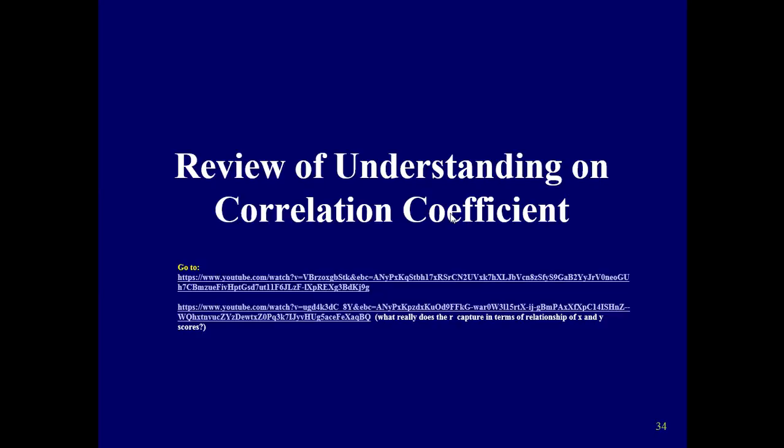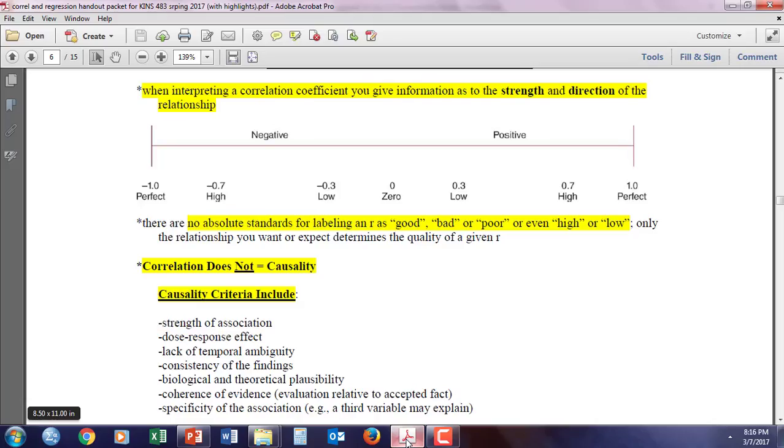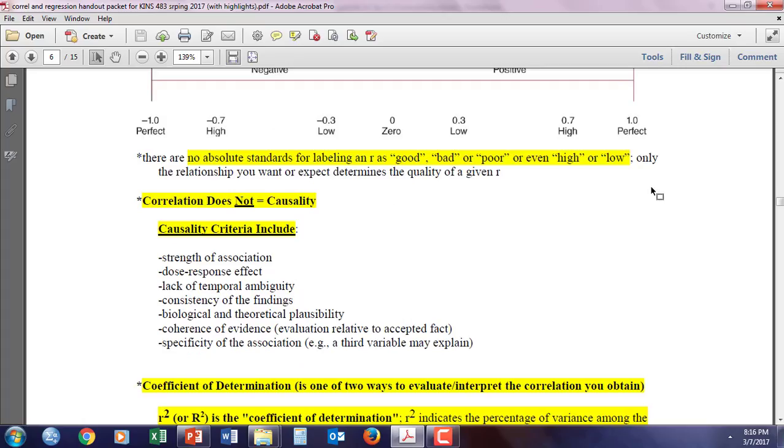Please take some time, review, understand the correlation coefficient, and all of the concepts that we've gone through so far. What I'd like to do now is take us back to our handout packet, and for this I'll bring us back to the top of page 6. And I want to let you know that your book does a very poor job of going into any kind of detail on a concept that I've asked that you memorize, and that is correlation does not equal causality. Correlation does not equal causality.